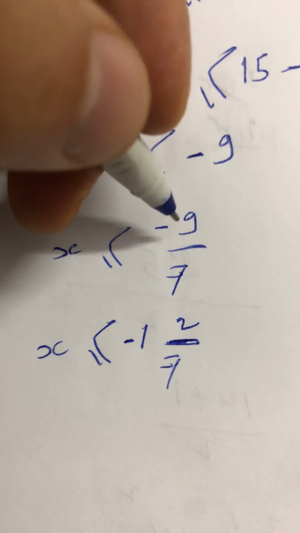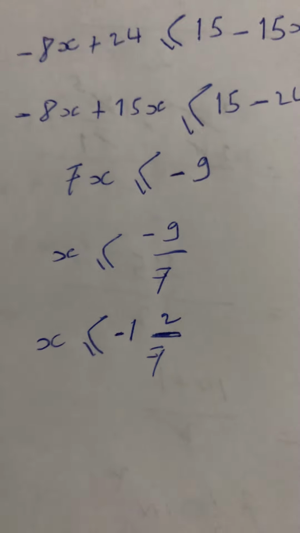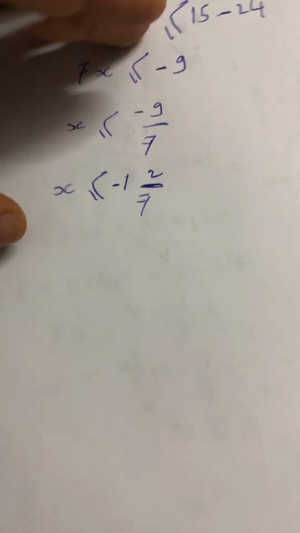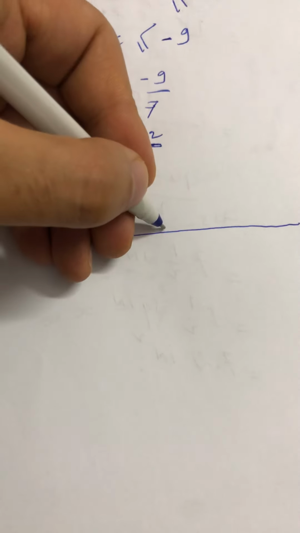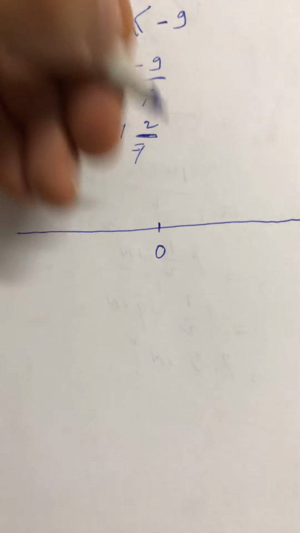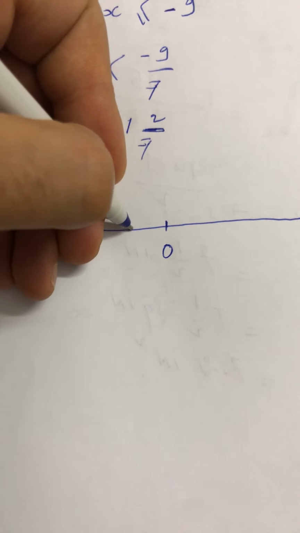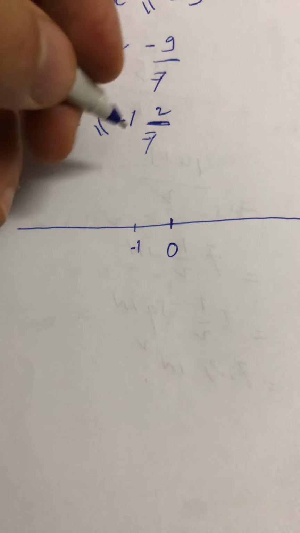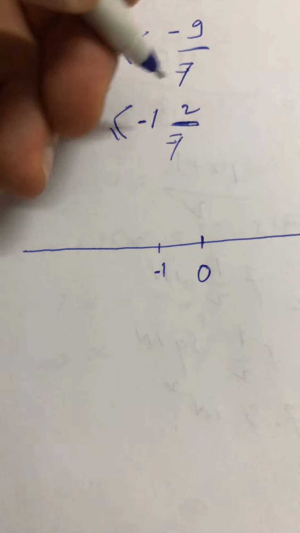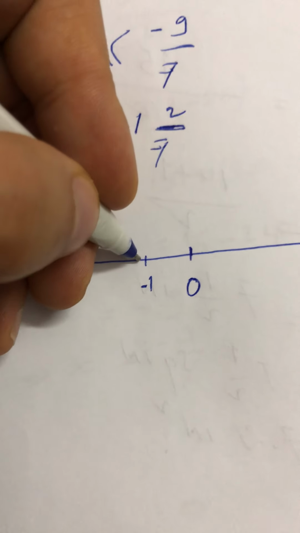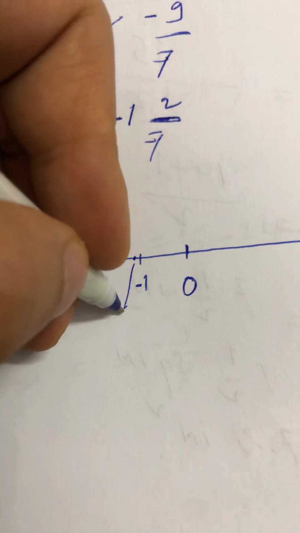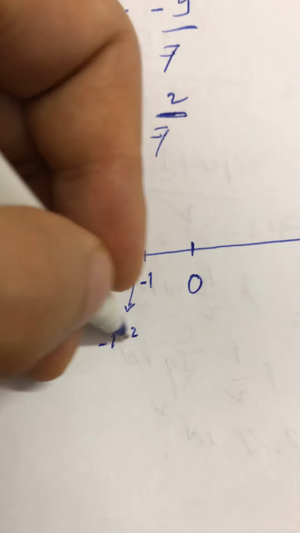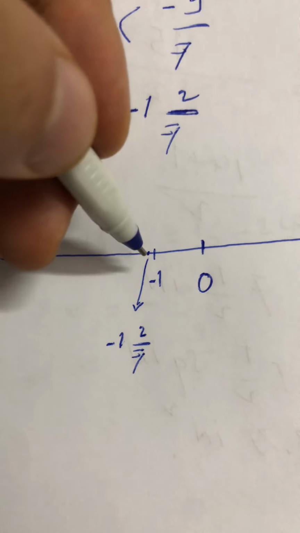Minus 9 over 7, this is a mixed number. How to represent this using the number line? This is my number line. I suppose 0 already is in the center here, and this is minus 1. Minus 1 and 2 over 7 is so close to minus 1, it is here.